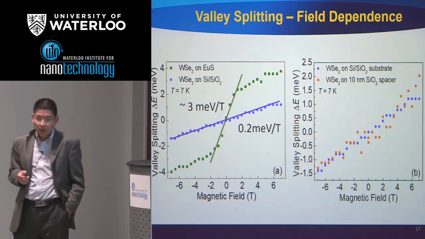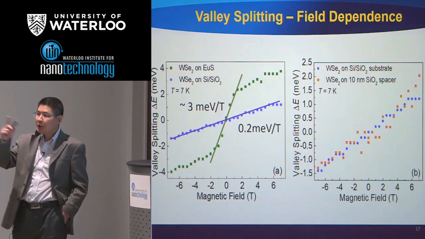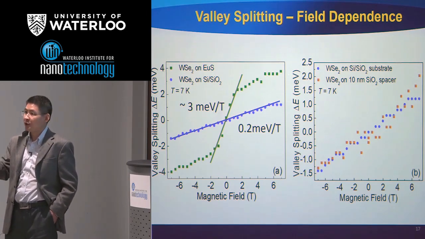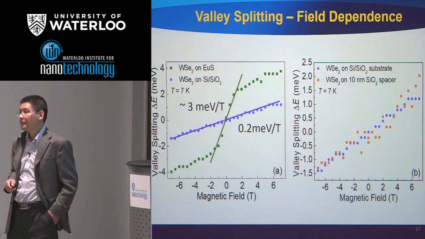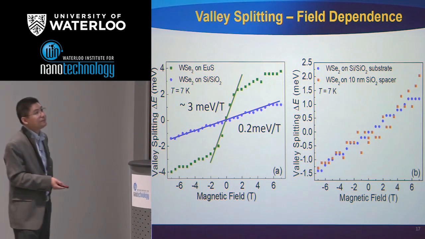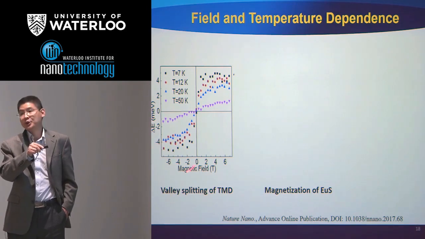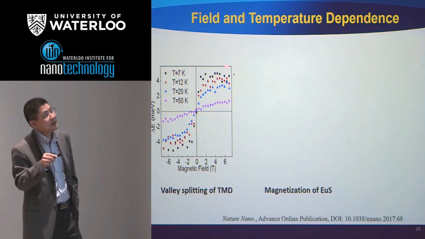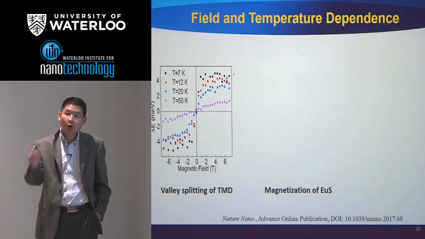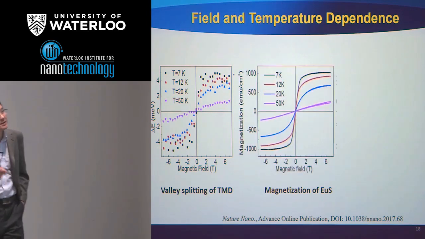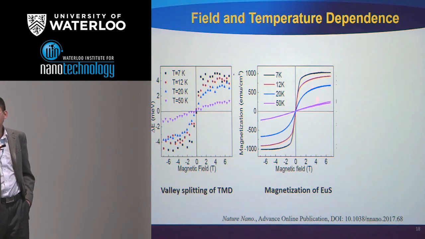All right? Now, because this is an exchange effect, the magnitude of the energy splitting should be proportional to the magnetic moment. And we know that the magnetic moment is not only a function of B field, it's also a function of temperature. So we measured the field dependence of the energy splitting at a few different temperatures. As I said, this energy splitting should be proportional to the magnetic moment. So we can also measure the magnetic moment as a function of B field at the same temperatures. That's the second set of experiments. So you can start to see the similarity, right? Both the field dependence as well as the temperature dependence.